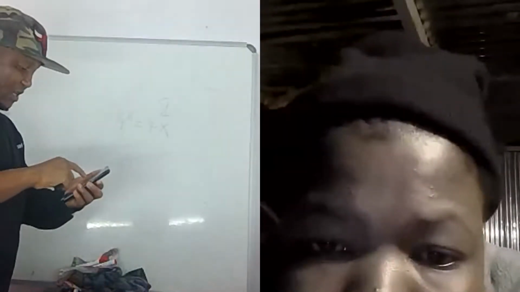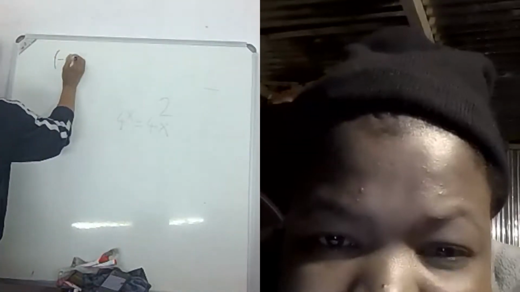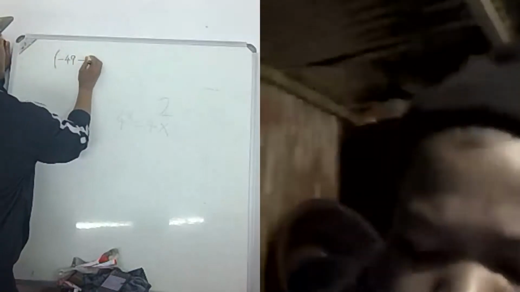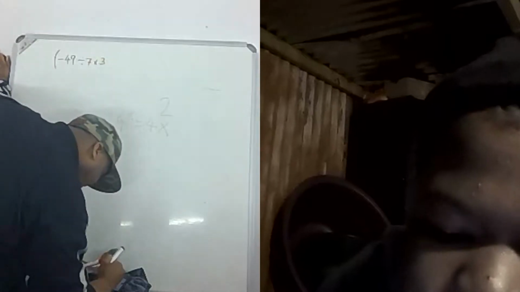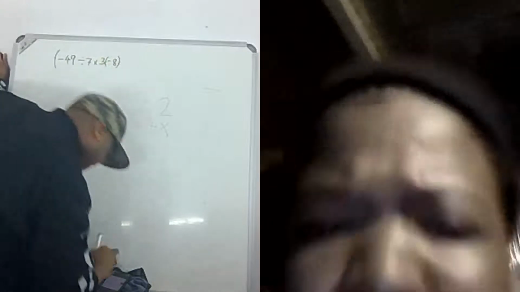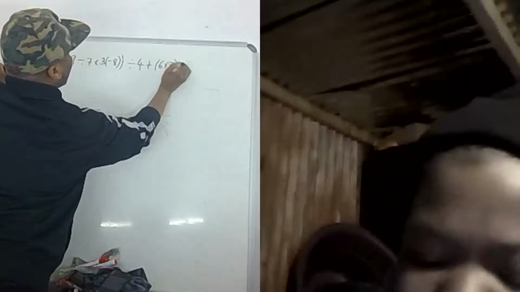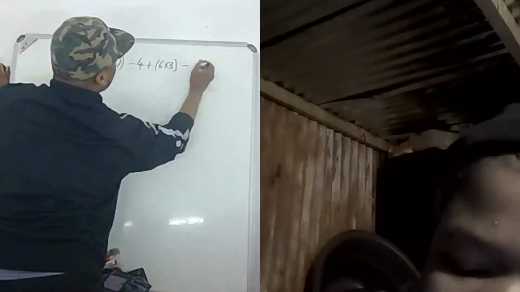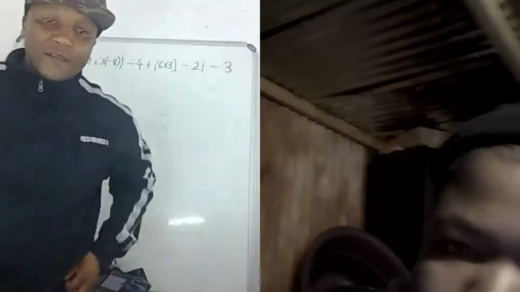Okay, let me put my board up. So the first question says: negative 49, divide by 7, times 3, and then the bracket, negative 8, and the bracket again, and then divide by 4, plus bracket 6 times 3, minus 21, divide by 3.